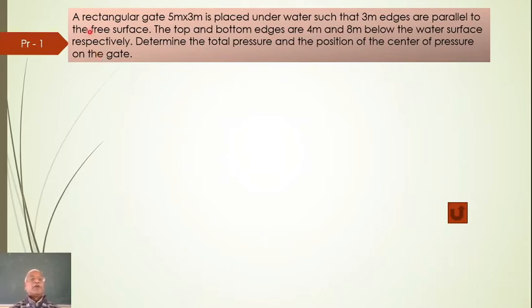Now to start with a simple problem: a rectangular gate 5 meter by 3 meter is placed under water such that the 3 meter edges are parallel to the free surface. The top and bottom edges are 4 meter and 8 meters below the water surface, respectively. Determine the total pressure and the position of the center of pressure.